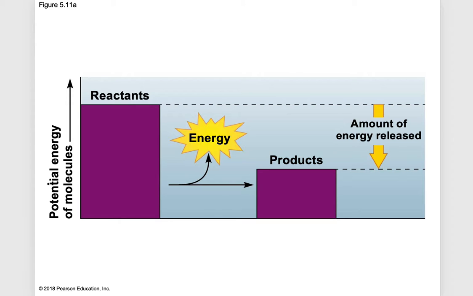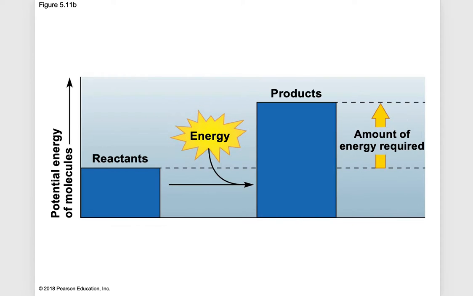Okay, so for example, we have our reactants. We go through a whole chemical reaction. Energy is released, and then you get products. So you have energy being released. For the next type of reaction, we have energy that's going into the cell. Okay, so we get our potential energy.